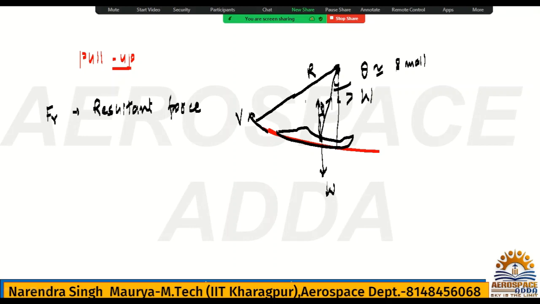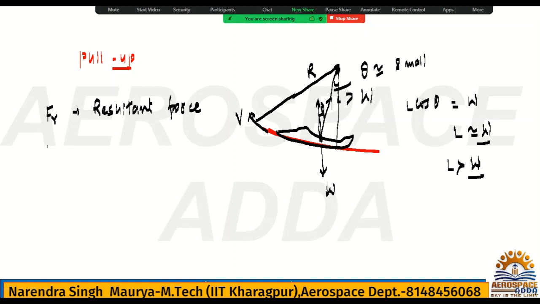So whatever the value of L cos theta will be weight. This theta is very small. All right, so L you can say is approximately the weight, but I told you if L becomes equal to weight, then it will be steady state level flight. So lift exactly will not be equal to weight, but lift L will be greater than the weight.